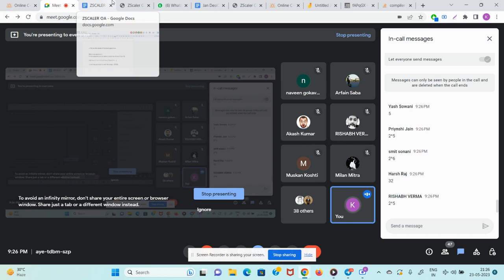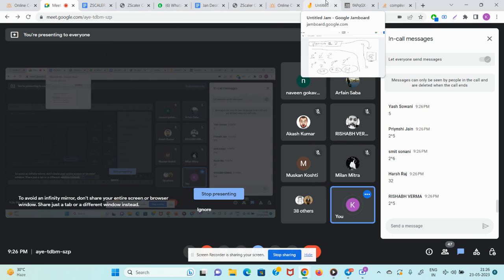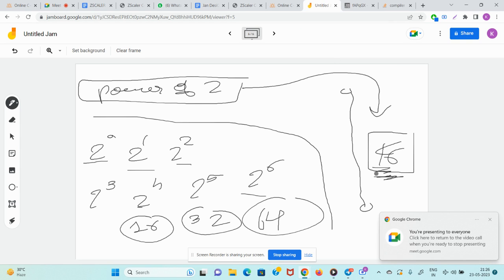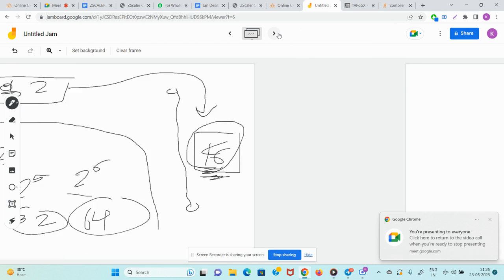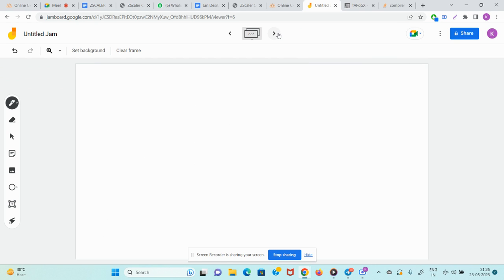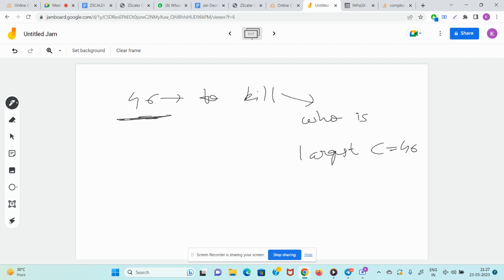Guys, 2 raised to 5, 2 raised to 5. No, Smith, not 2 raised to 6. We have to send the guy who is largest and less than or equal to 46. To kill 46, you need to send the guy who is largest and less than or equal to 46. You cannot send a guy greater than 46 to cover 46.